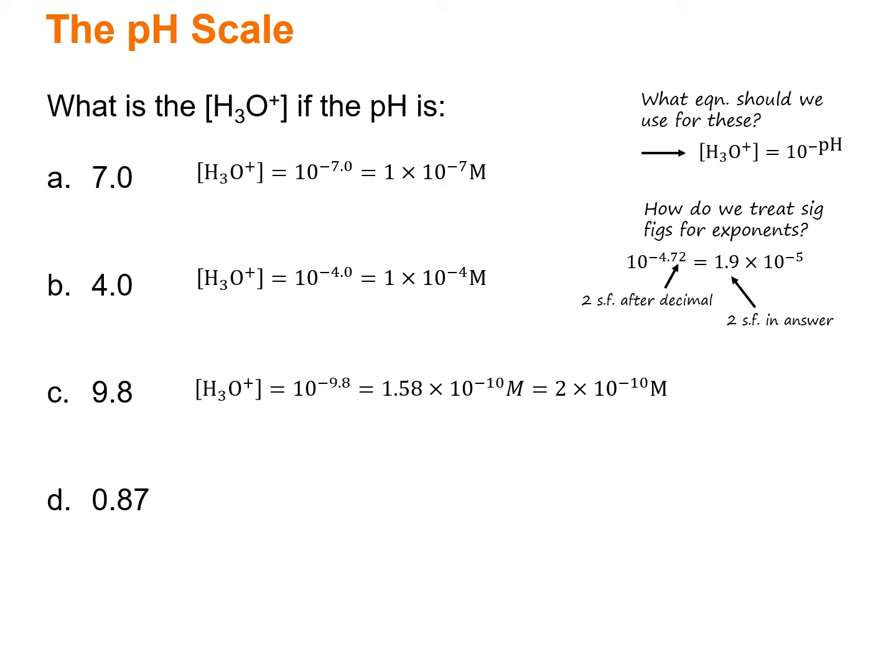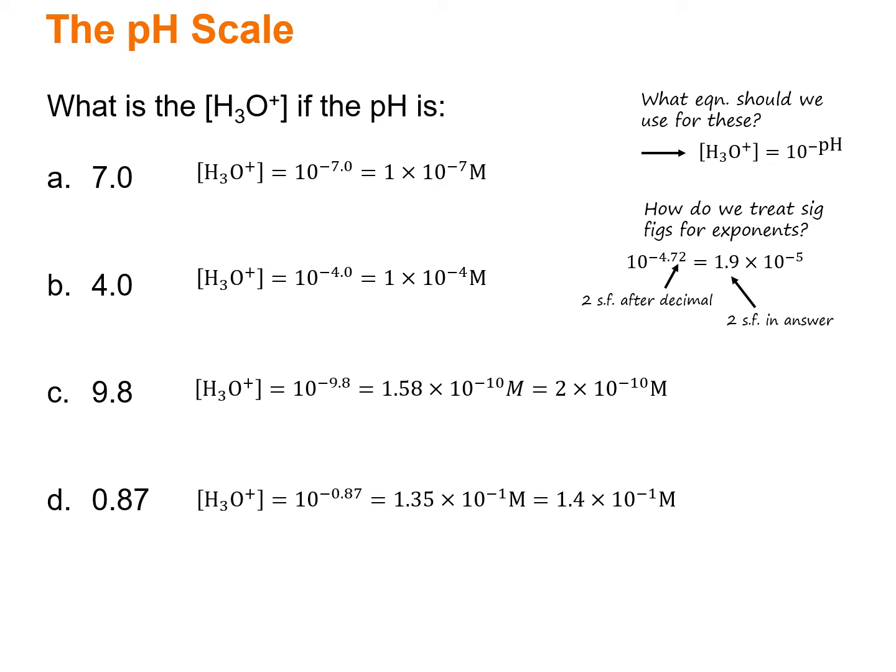For the next one, we have 10 to the negative 9.8. And again, we only have 1 sig fig after the decimal. It's probably important to just calculate it exactly. And so we end up with 1.58 times 10 to the minus 10 molar. But then when we have to go down to the number of sig figs, it should be only 1 in that argument. So we get 2 times 10 to the minus 10 molar.